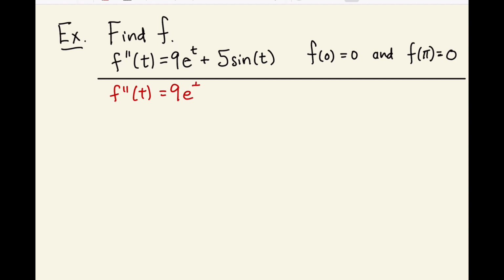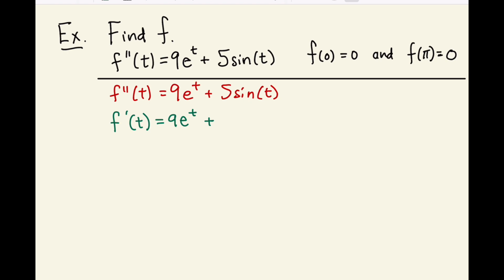I'm just going to rewrite my function in red just to remind you guys that this is the function whose antiderivative I seek. So let's start here. So f prime of t. The antiderivative of this term is just 9e to the t. We know if we differentiate this, we get 9e to the t itself.